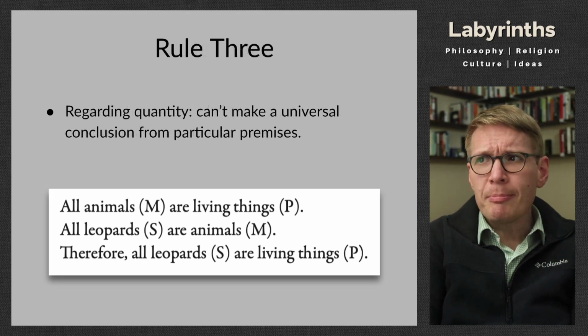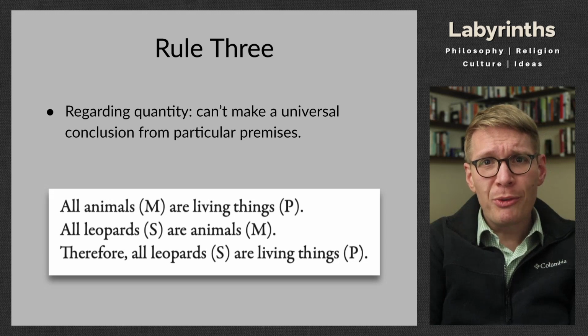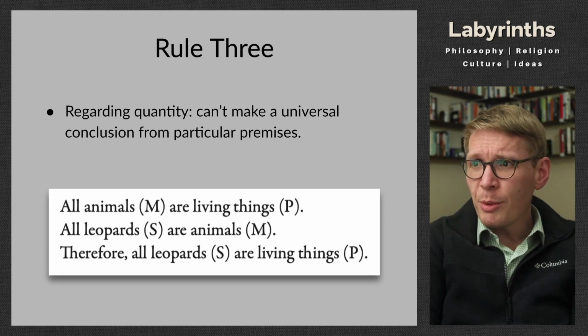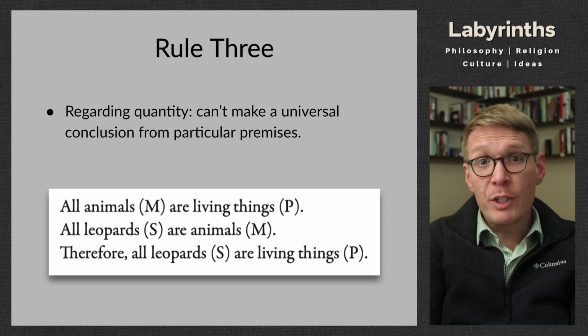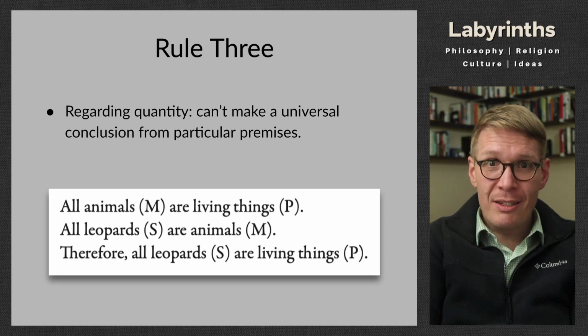In the case of Rule 3, this regards quantity. You can't make a universal conclusion from particular premises, right? So let's take a look at this. Here we have all animals are living things, all leopards are animals, therefore all leopards are living things. No problem with this here. None of these premises are particular. They're both A propositions. If we want to go back to our letters, this is an A syllogism.